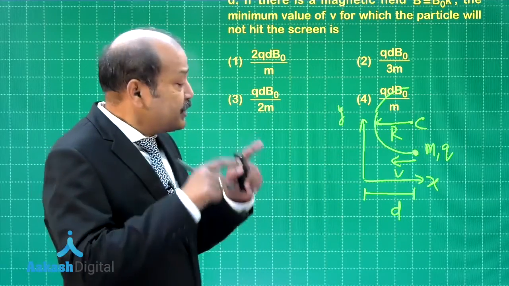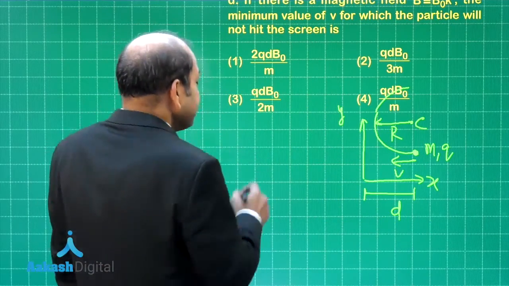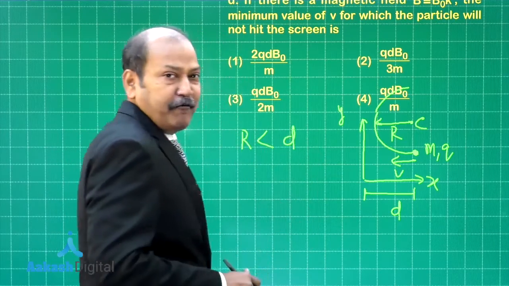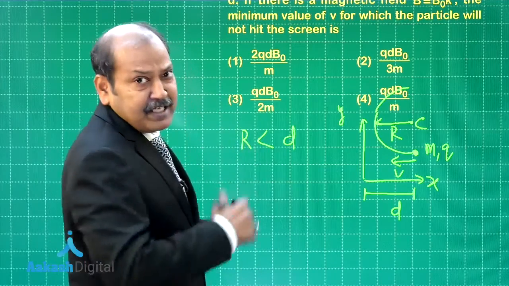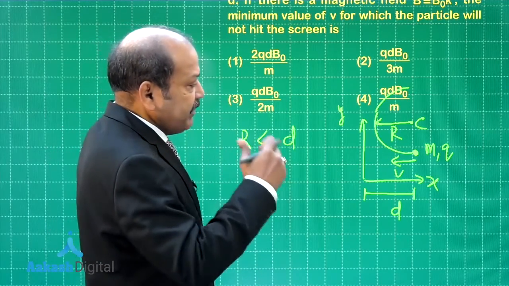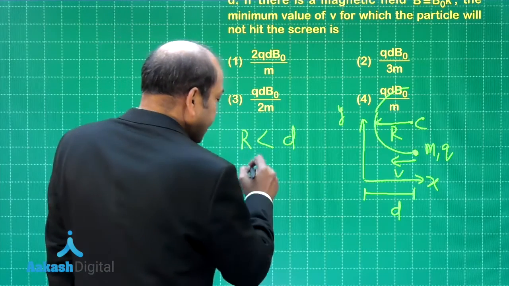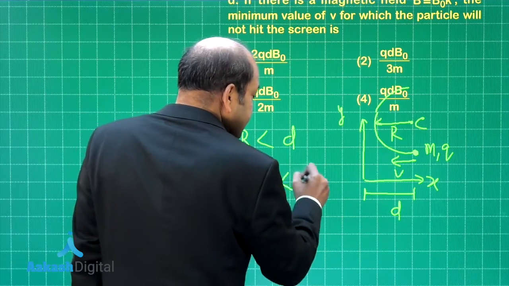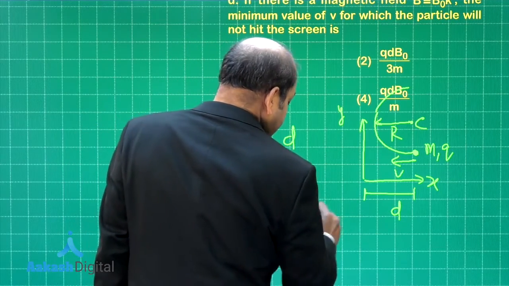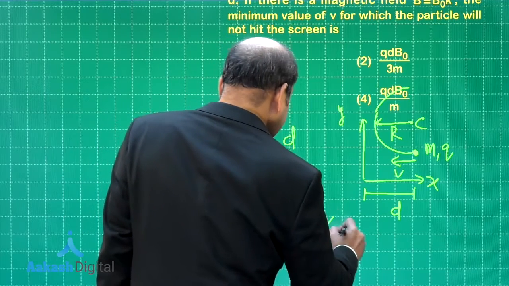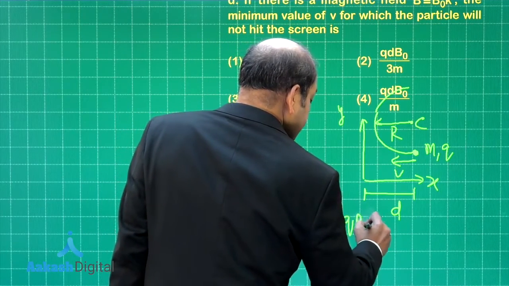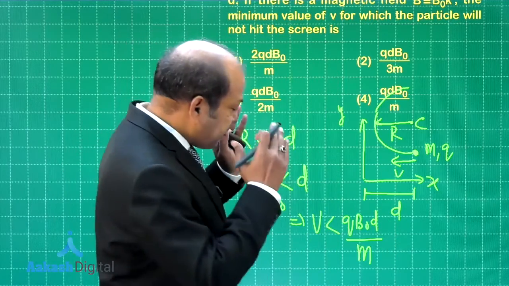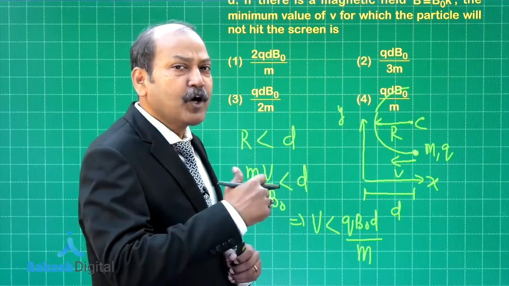So, for the collision not to happen, the condition is that the radius of its path r is less than d, which means the radius itself is given by mv divided by qB naught. So, we have mv by qB naught being less than d, which means the speed v must be less than qB naught d divided by m. So, that means the maximum value of speed can be qB naught d by m.